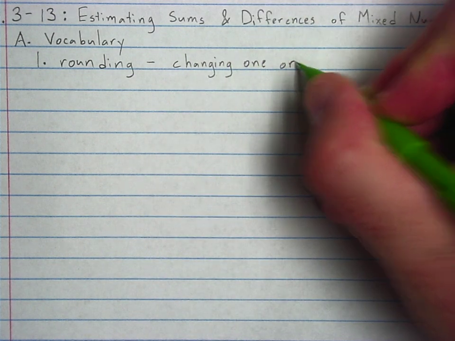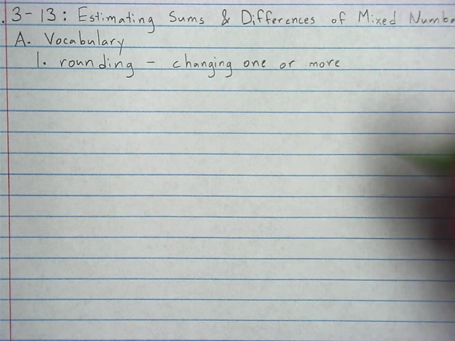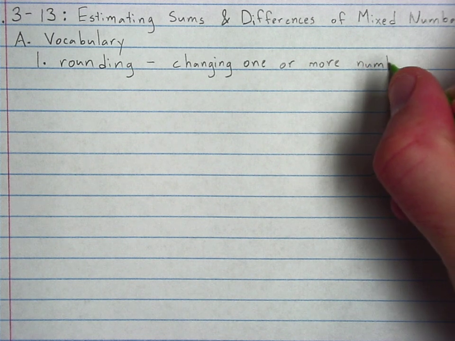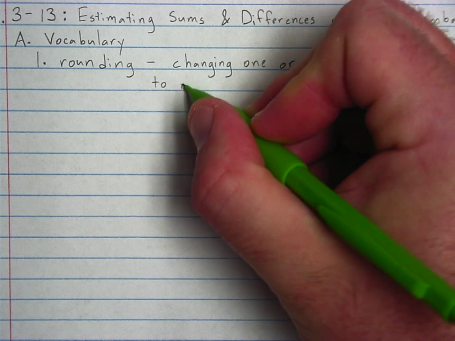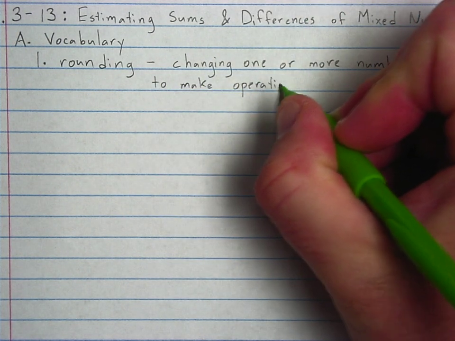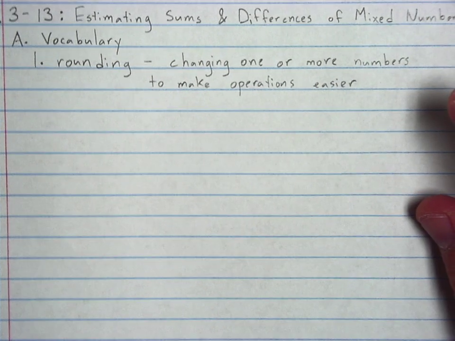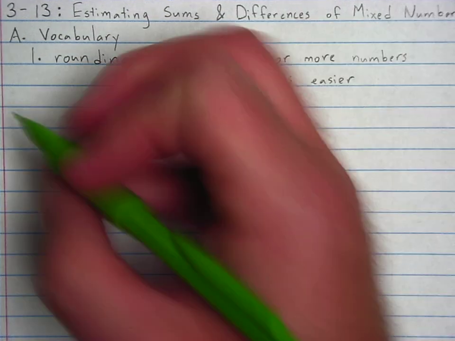one or more. Sometimes you only change one, sometimes you change more. Changing one or more numbers to make operations easier. We want to try to make the operation mental, basically, something that you can do almost entirely in your head. So we change one or more of the numbers to make that go smoother, to make it easier.